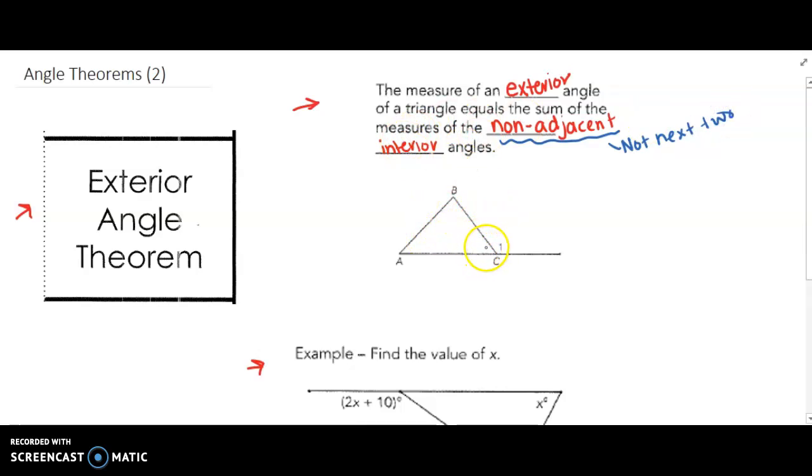So if we look at this diagram here, the measure of the exterior angle, well, this is the exterior angle here, so I could say angle 1 is going to equal the sum of the measures of the non-adjacent interiors. So the non-adjacent interiors, well, guys, this would be an interior, but this is adjacent. So the non-adjacent ones would be here and here. So it's the sum of those. So angle 1 would equal angle A plus angle B.